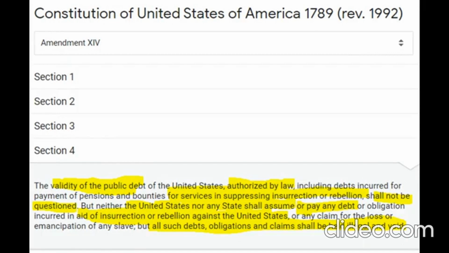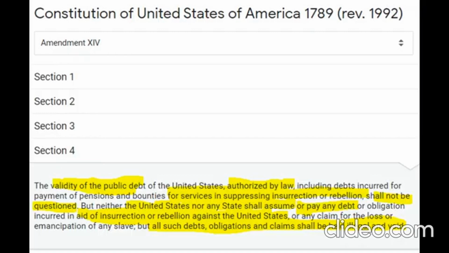This is part 4, and this is the part that's truly telling what the whole thing is truly all about. Part 1 and part 4 are the two main parts that are the big connections. But here we go. Section 4. The validity of the public debt of the United States authorized by law, including debts incurred for payment of pensions and bounties for services in suppressing insurrection or rebellion, shall not be questioned, but neither the United States nor any state shall assume to pay any debt or obligation incurred in aid of insurrection or rebellion against the United States, or any claim for the loss or emancipation of any slave, but all such debts, obligations, and claims shall be held illegal and void.